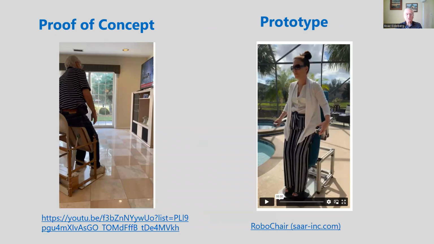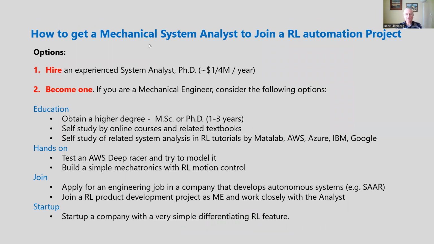The next step is to prove the concept with some kind of a simple prototype. And then once this is validated and all changes are made in the design, then the final prototype can be used for testing with customers. The question that we like to ask in this course is how do we get a mechanical system analyst to join a reinforcement learning automation project?